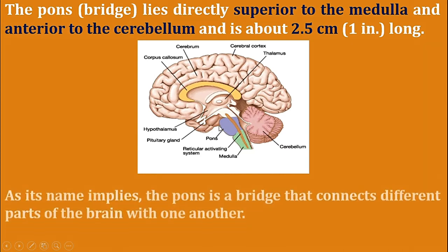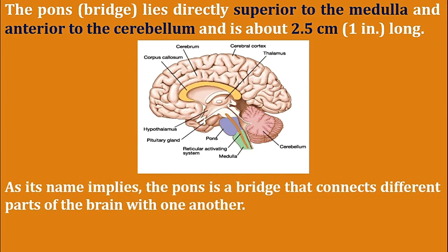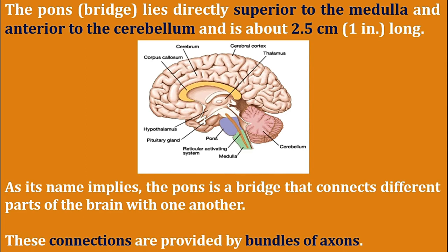As its name implies, the pons is a bridge that connects different parts of the brain with one another. These connections are provided by bundles of axons. These bundles of axons are part of corticopontine tract. Here, cortico means cortex of cerebrum, and pontine means pons. So, neurons coming from cerebral cortex to pons form this corticopontine tract.